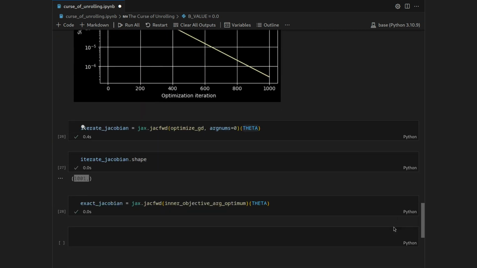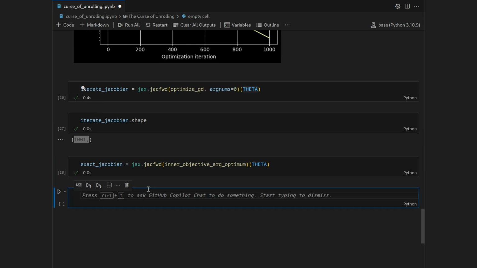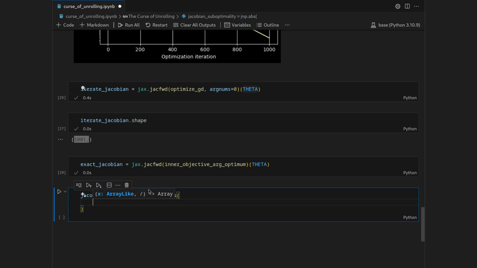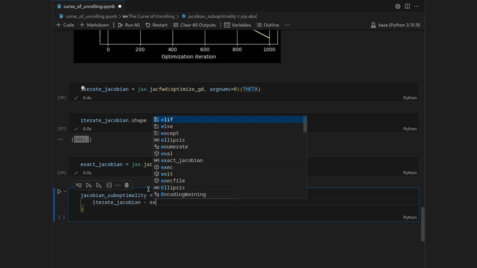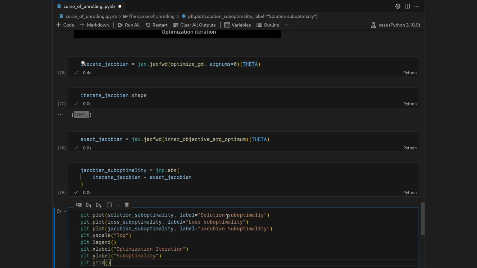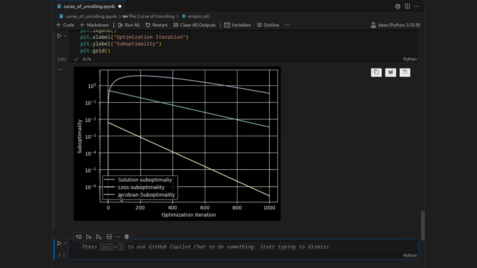Okay, then we can compute the Jacobian suboptimality. This is given by computing the distance between the Jacobian at each iteration and the exact Jacobian. So we will use absolute value again because we are in the scalar case. In a higher dimensional case, you will likely need to use a norm, typically the Frobenius norm, with jnp.linalg.norm of iterate Jacobian minus exact Jacobian. Let's execute that. Then let me paste in a plotting command that plots the solution loss and Jacobian suboptimality next to each other. That's also what you already saw in the intro.